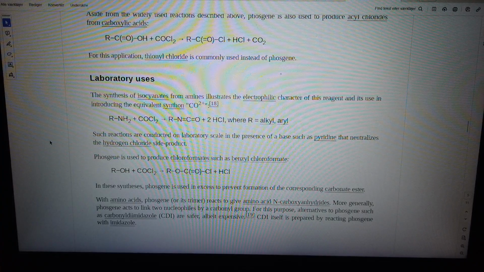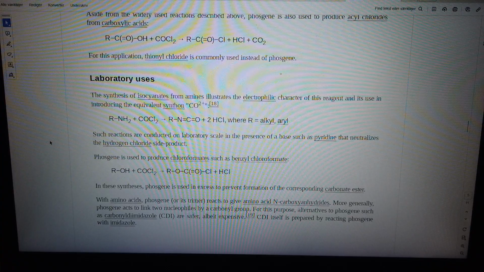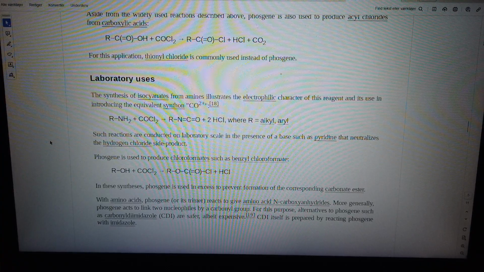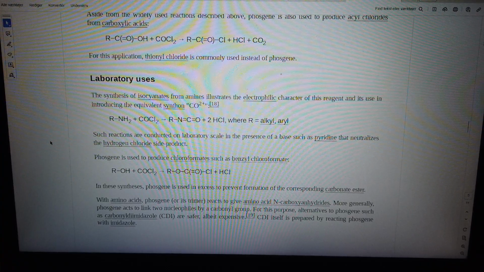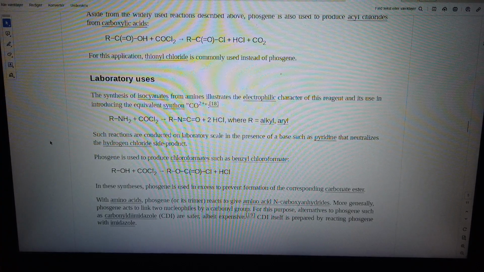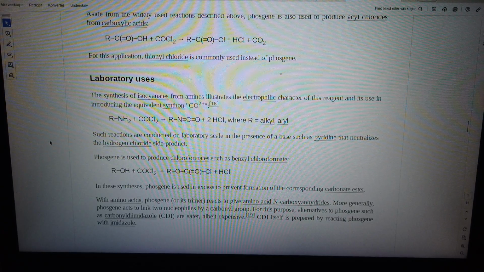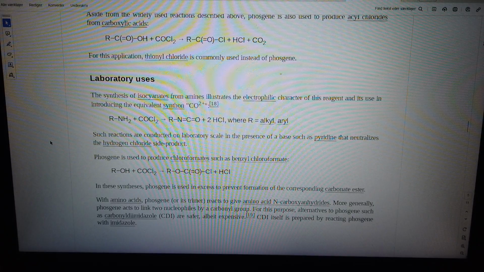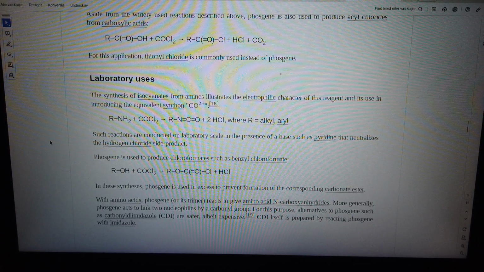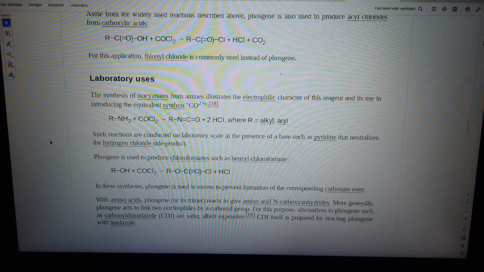With amino acids, phosgene, or its trimer, reacts to give amino acid N-carboxyanhydrides. More generally, phosgene acts to link two nucleophiles by a carbonyl group. For this purpose, alternatives to phosgene such as carbonyldiimidazole, CDI, are safer, albeit expensive. CDI itself is prepared by reacting phosgene with imidazole.